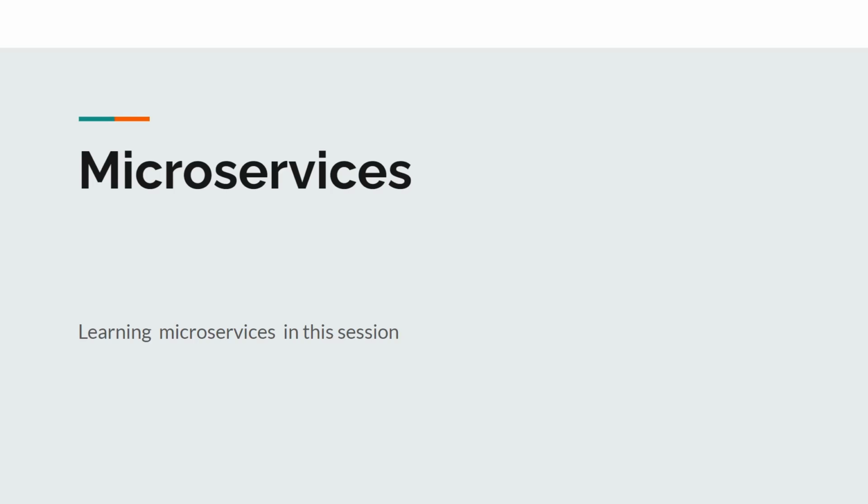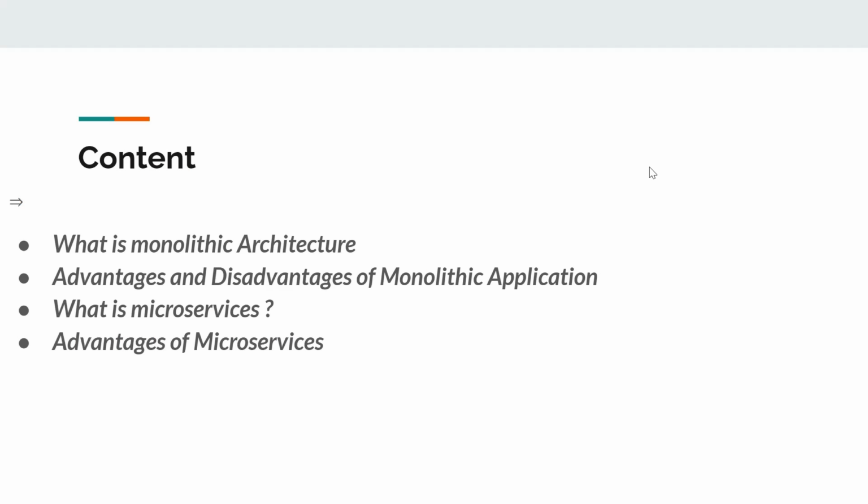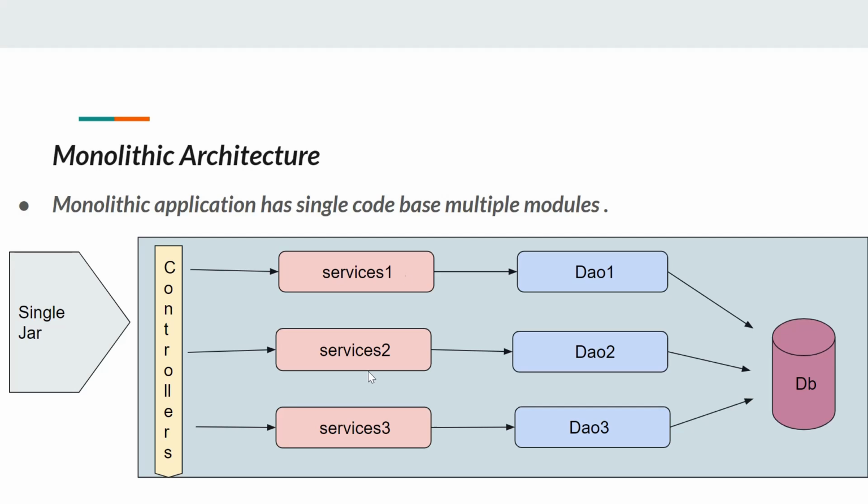So in this tutorial we will complete microservices. Okay. So firstly, see the contents. What is microservices? What is monolithic architecture, advantages and disadvantages of monolithic applications, and advantages of microservices. So we will complete this session with these four topics. Okay, so let's start.